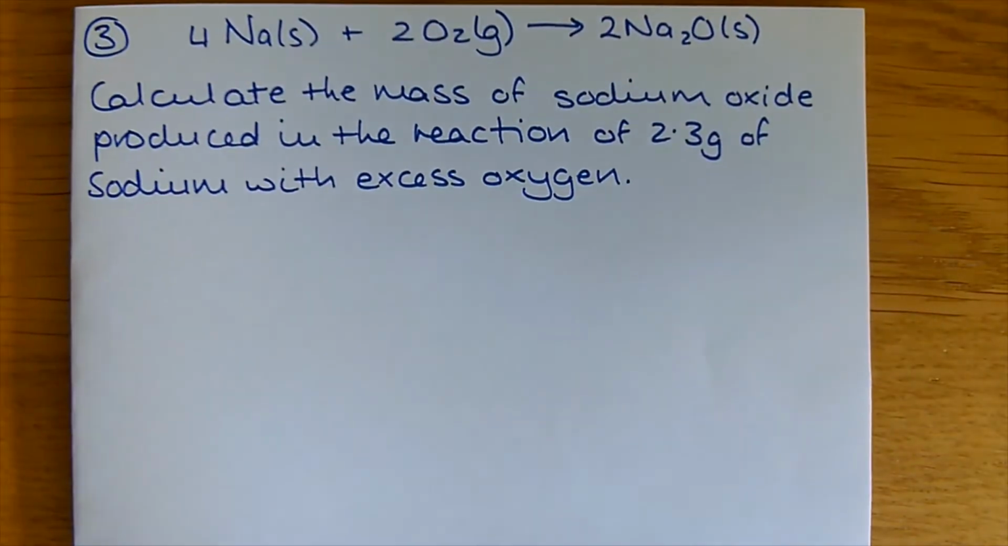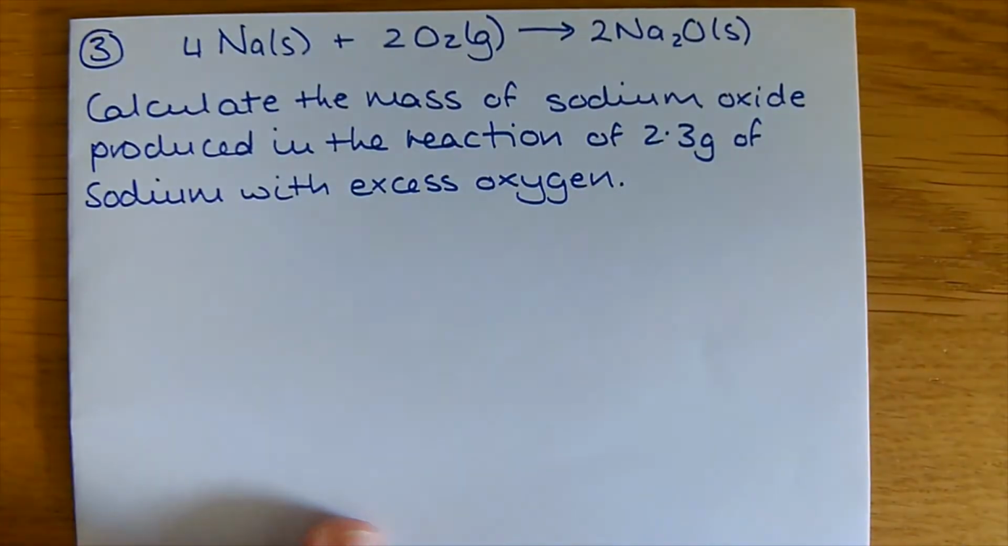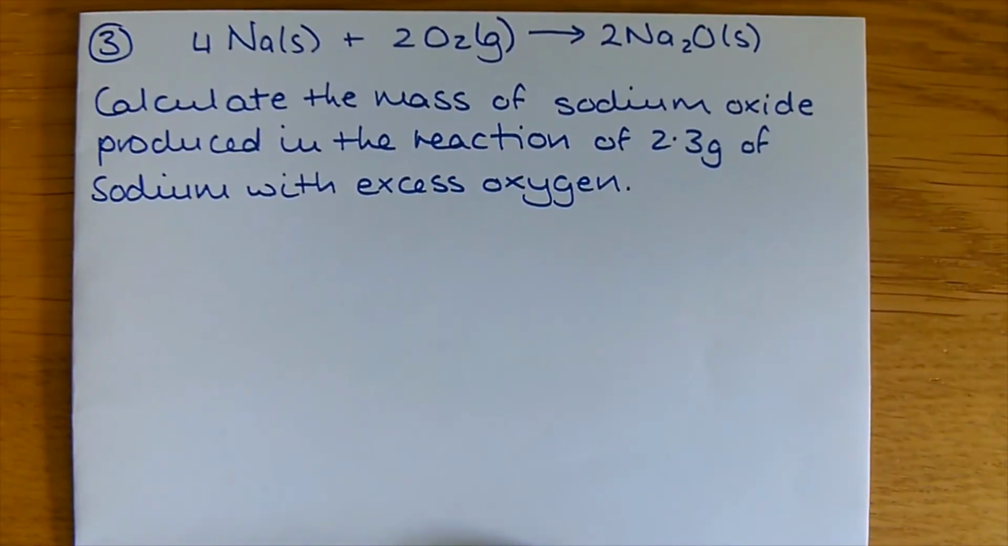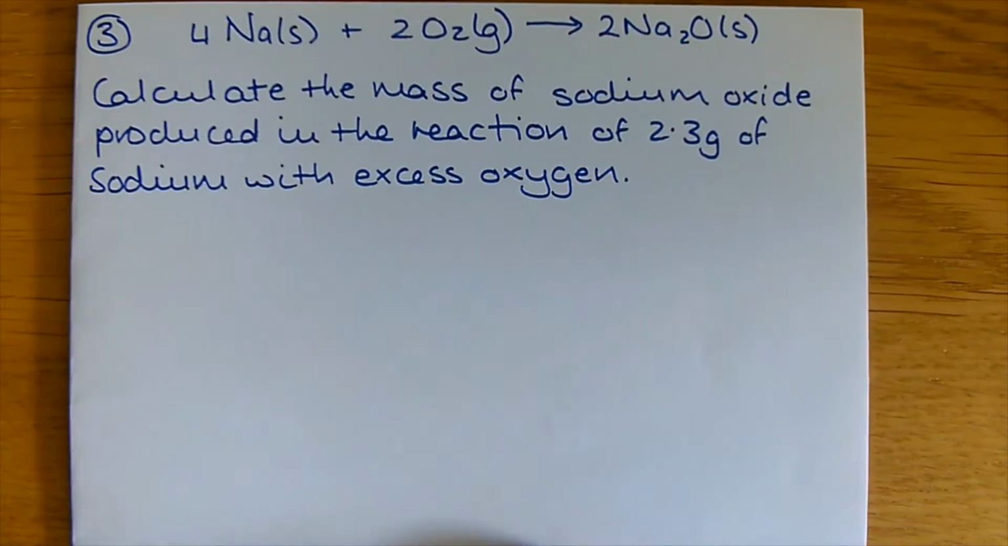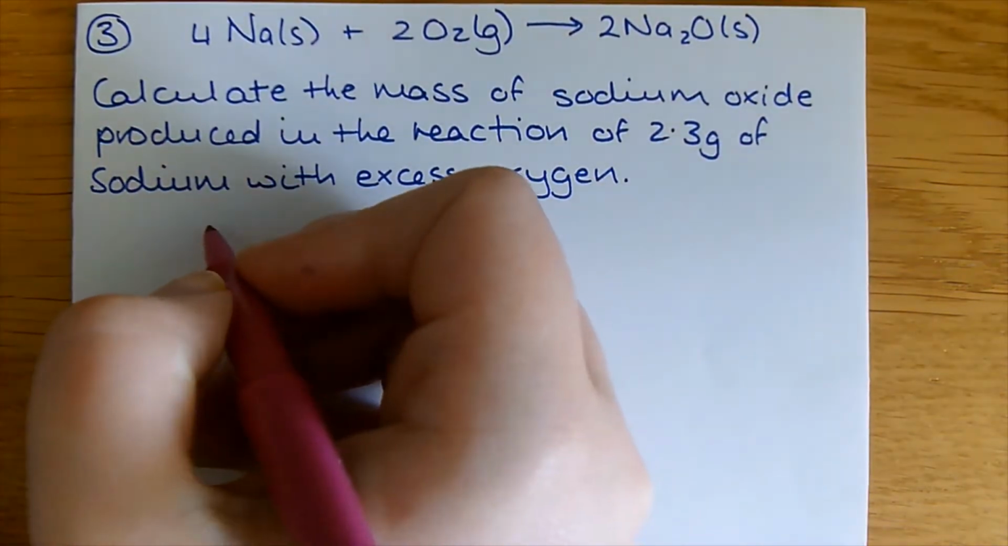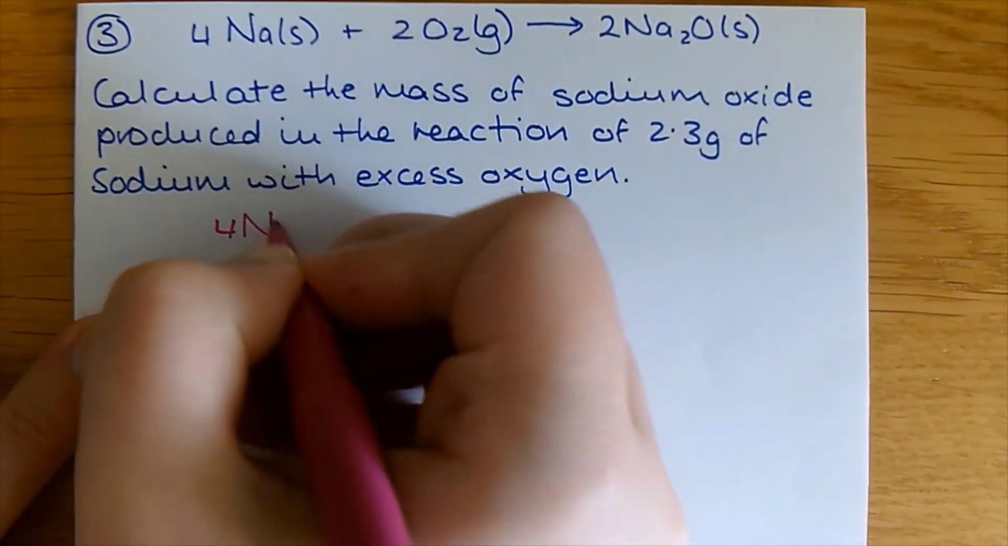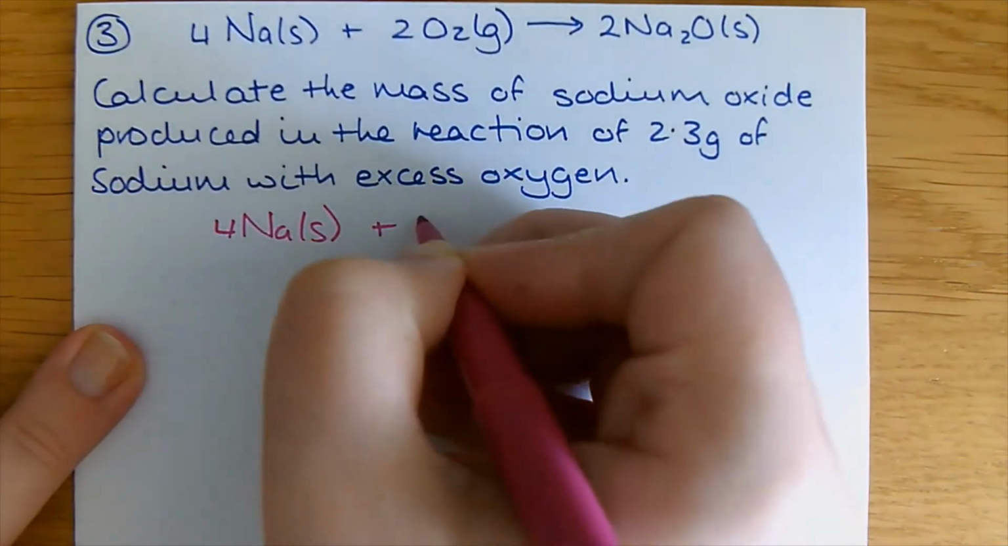Moving on to question 3. Calculate the mass of sodium oxide produced in the reaction of 2.3 grams of sodium with excess oxygen. So first step, let's have a look, I'll write it down here so we've got some more room, at balancing our equation.